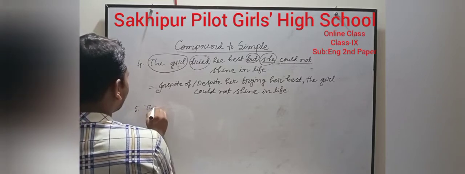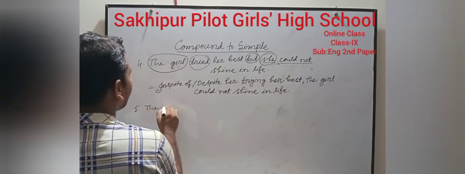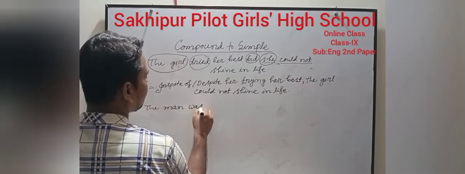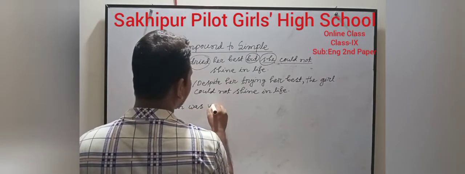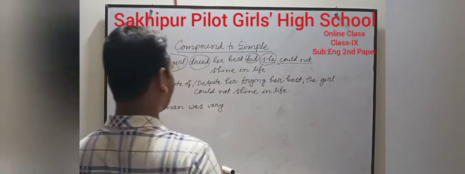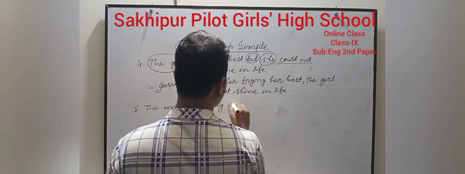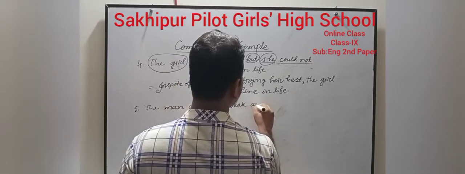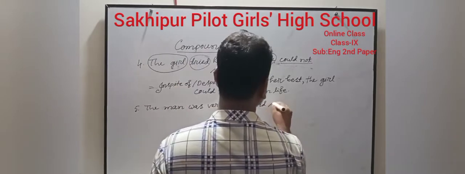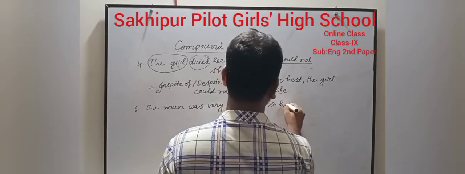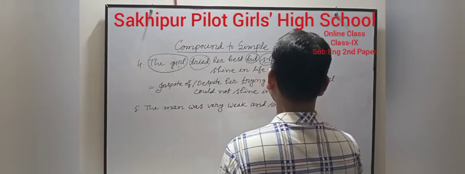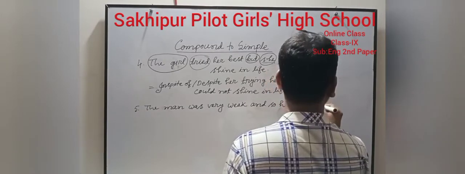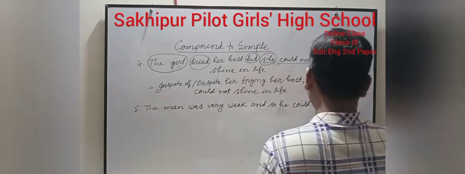Now come to the another rule, 5. The man was very weak, and so he could not work.